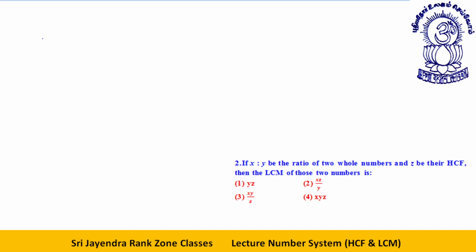x, y be the ratio of two whole numbers and z be their HCF. HCF is z, A is to B is x is to y. Okay, we understand what this is now. If I write Hx, Hy, H cancel, then the LCM of these two numbers is, as we have already discussed, H into x into y. The ratio of numbers is given as xy, and H is z. So zxy is your answer, option 4.